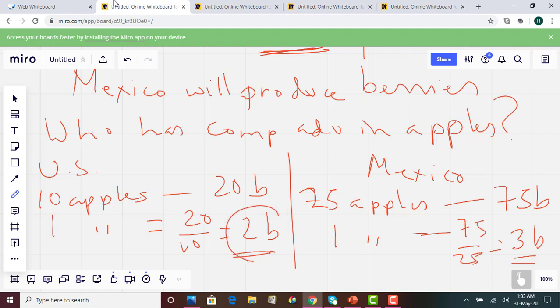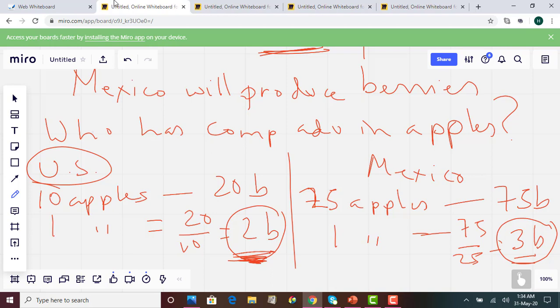So in this case, look at it. In the US, the opportunity cost is 2 berries, whereas the opportunity cost in Mexico is 3 berries. So the opportunity cost is lower in US. So US has comparative advantage in apples, and US will engage in the production of apples. So that's what it's saying. Because resources are limited, countries cannot produce everything, number one. Number two, they will only produce the good that they have comparative advantage in. So based on this example, Mexico has comparative advantage on berries, so they will produce berries, and US has comparative advantage on apples because their opportunity cost is lower than Mexico, so they will produce apples. Okay, and then they will trade the two goods among themselves.